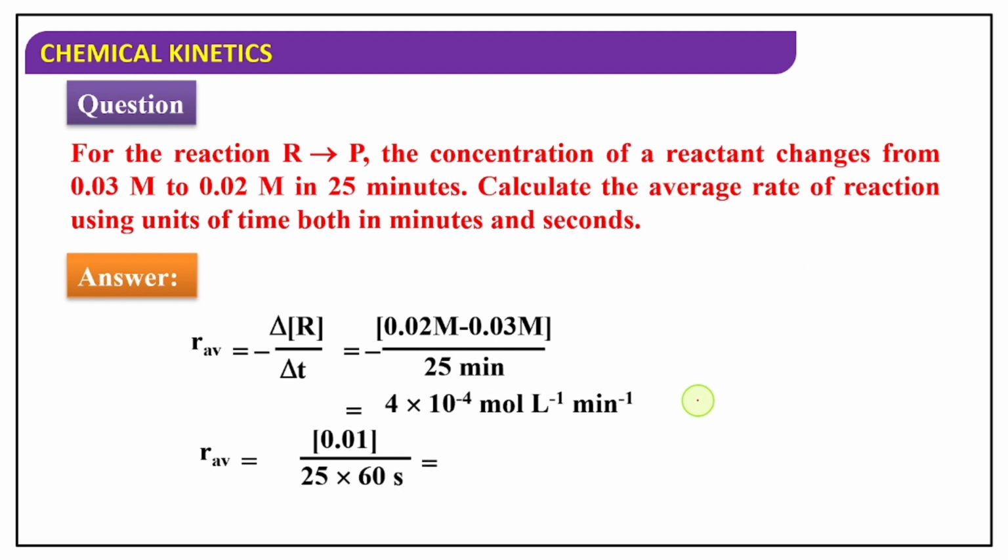Now we are going to express the average rate in terms of seconds. We have been given 25 minutes, and they're asking you to express the average rate in terms of seconds. So what we should do here is just convert minutes into seconds by multiplying with 60, right? If I simplify it, you will be getting 6.67 into 10 power 6 mole per liter per second.